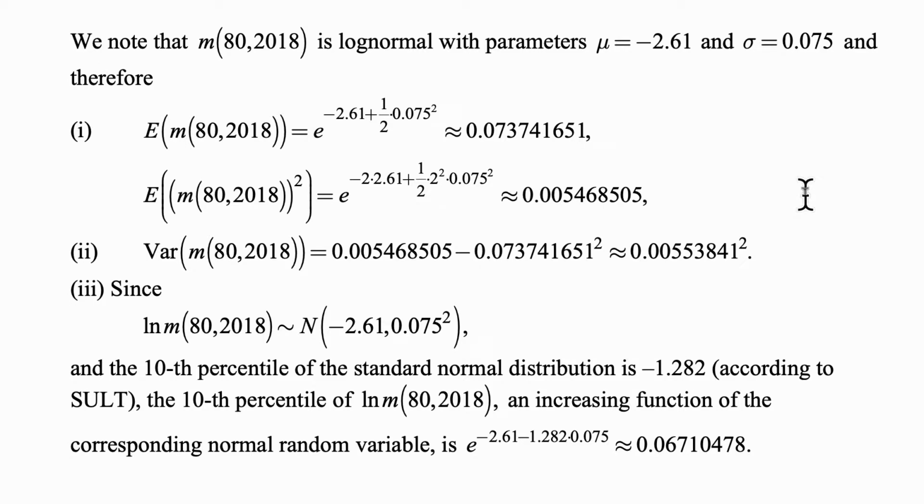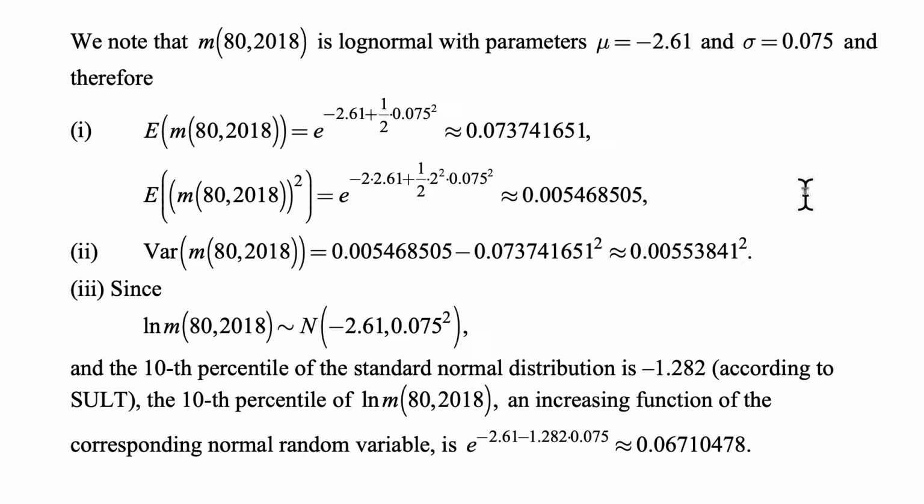So the expected value is e to the negative 2.61 plus 1/2 times 0.075 squared. And that's approximately equal, well, you can put 1 squared in front of this 0.075 squared, but you don't really have to because 1 squared is 1. So we calculate it to be approximately 0.073741651.